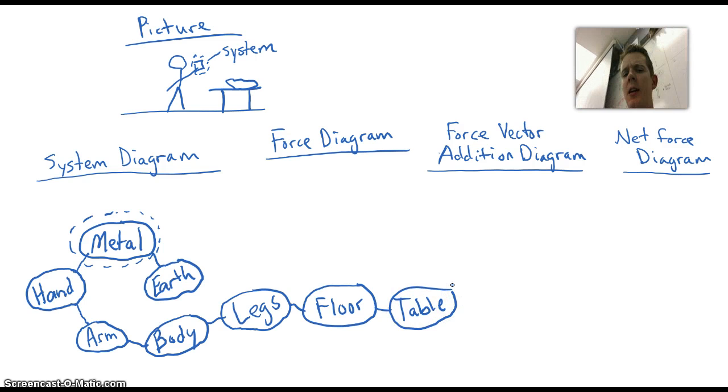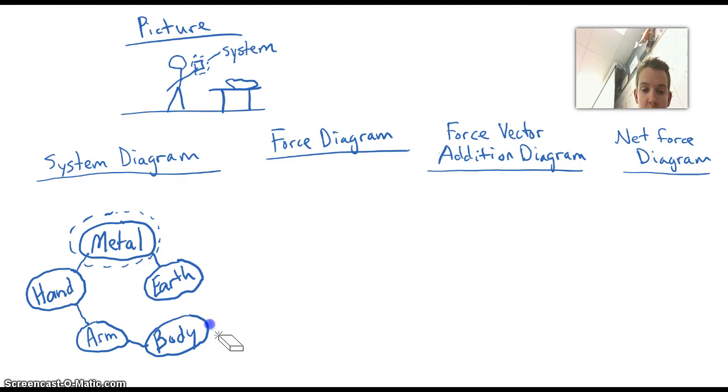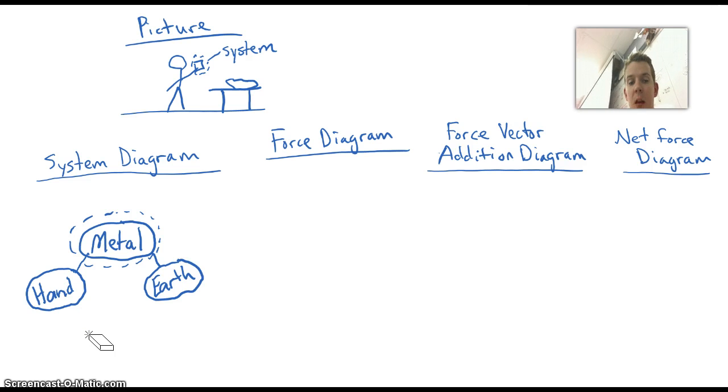Do we really need all of these other objects? And the answer is no. They're not important. They're not interacting with the metal. So I'm going to go ahead and erase all these. All I really care about is what is directly interacting with that metal. Alright, let's go to the force diagram.